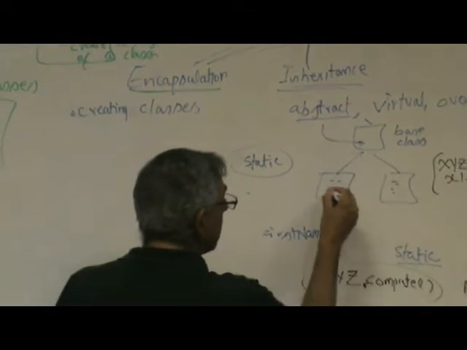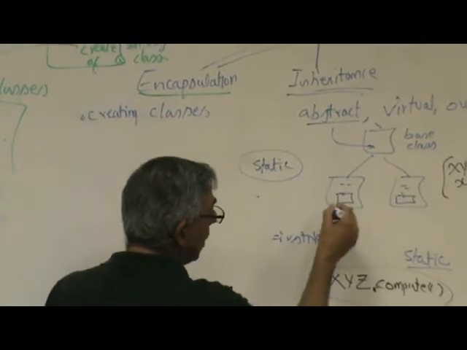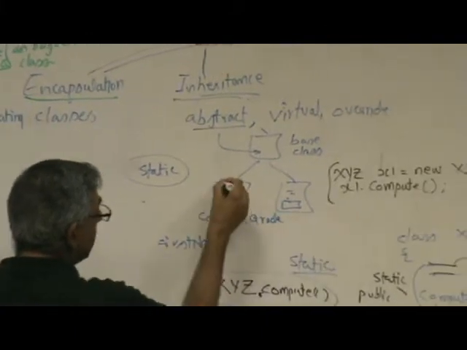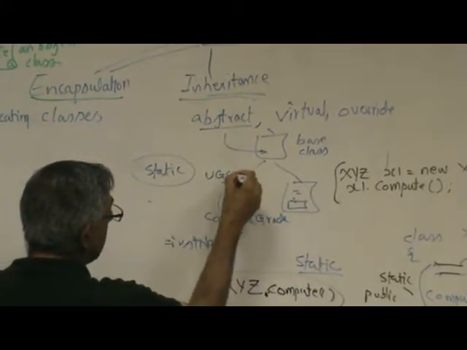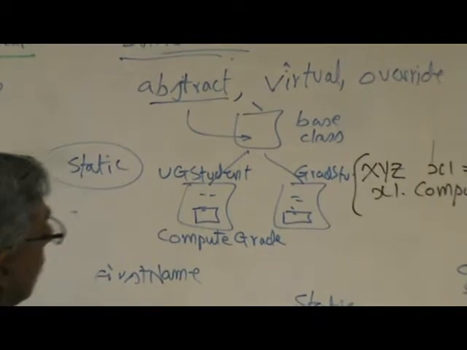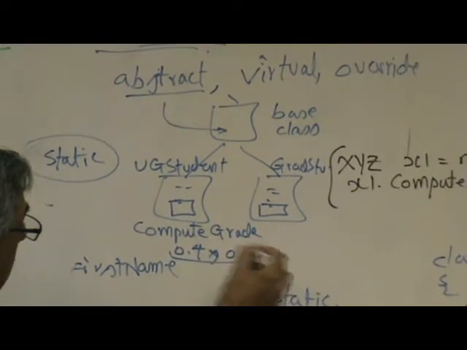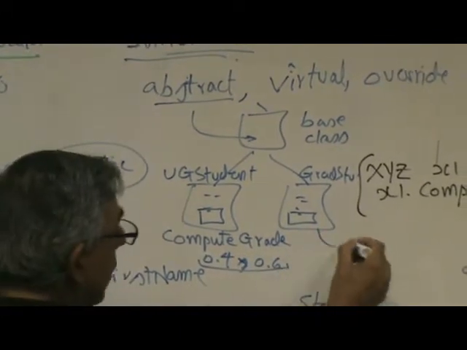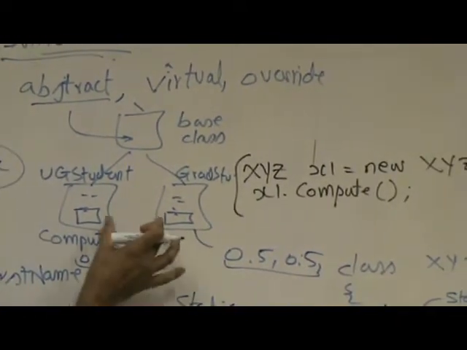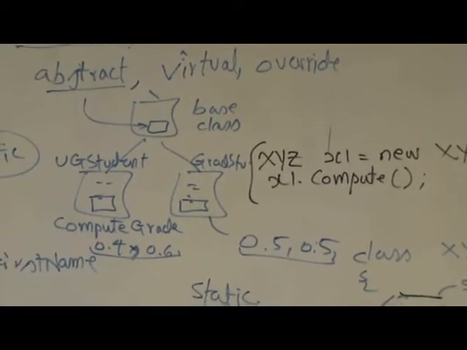Suppose there was a function over here, and a function over here. For example, if you remember when we were writing compute grade, let's pretend this is an undergraduate student and this is a grad student. Over here, let's say the compute grade formula was 0.4 and 0.6 as the weights for test 1 and test 2. Over here it was 0.5 and 0.5 for the grad student. So once we move it to the base class, what code should we write? Should we write 0.4 or 0.6?